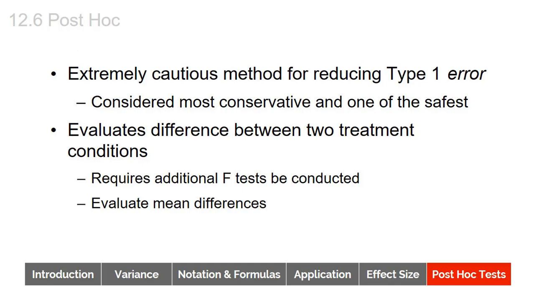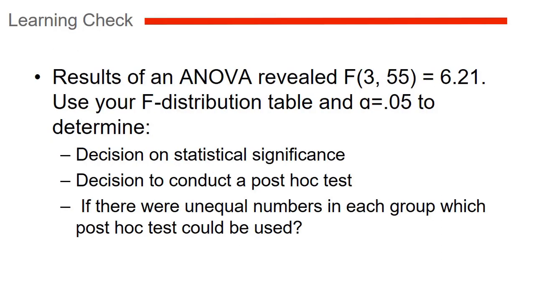So let's look at some different examples and put it all together. Let's say we had results of an ANOVA that had an F of 3 and 55 degrees of freedom equals 6.21. I want you to pull out your F distribution table. You can pause the video if you haven't done that. Look at alpha 0.05 and determine three things. I want you to make a decision about statistical significance. I want you to decide if we're going to conduct a post hoc test. And if there were unequal numbers in each group, which post hoc test could be used? So pause the video if you need to think about this.